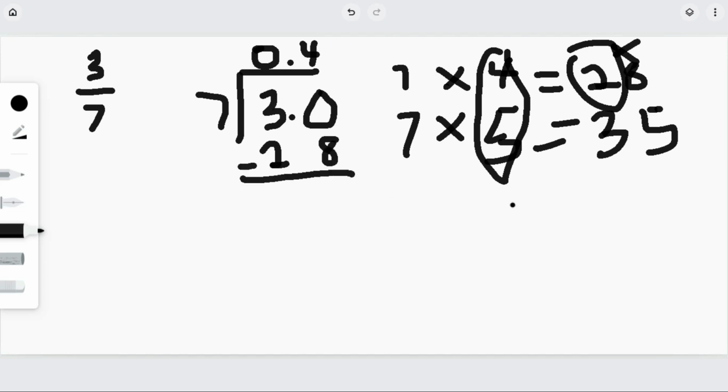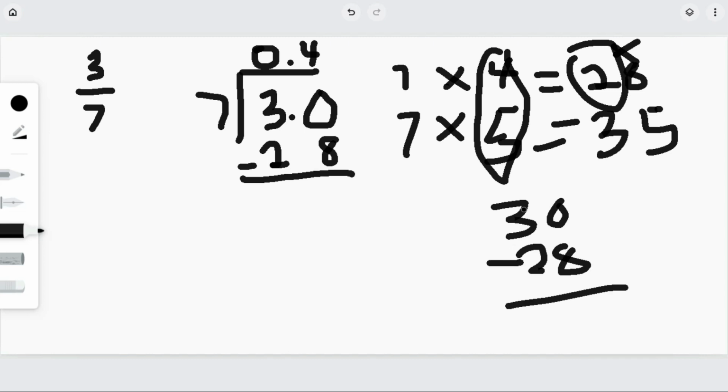So if you subtract 30 minus 28, you are going to borrow 1 from this one. This will remain 2, and this will be 10. So the answer here will be 2, and we have a 0 here. That means the answer is 2. You write 2 here. Since we still have a number here, just write another 0 here.